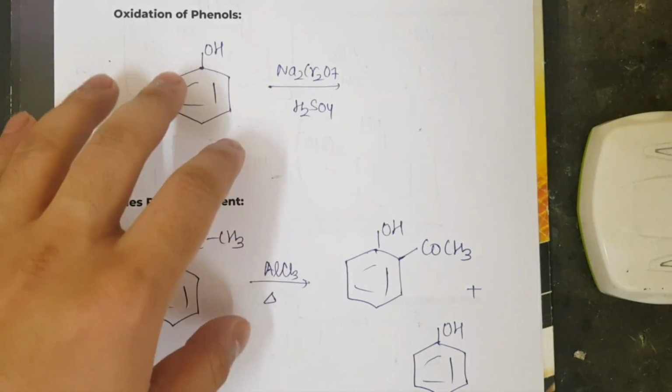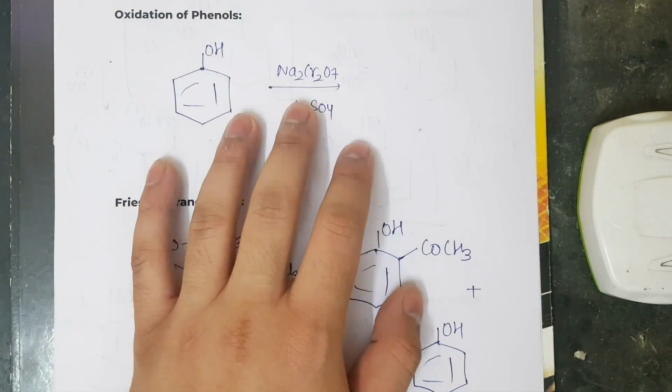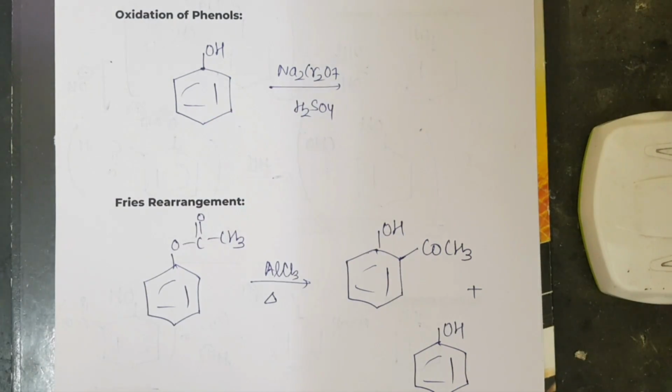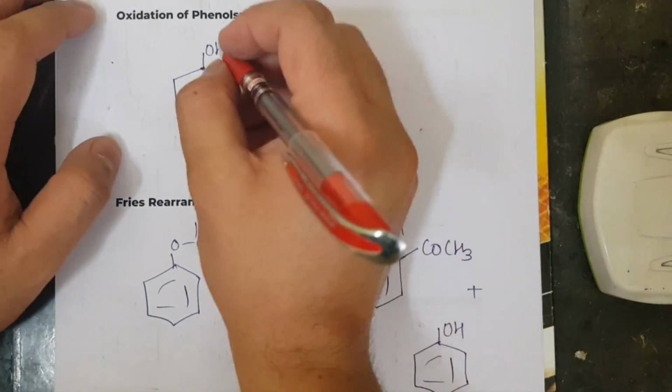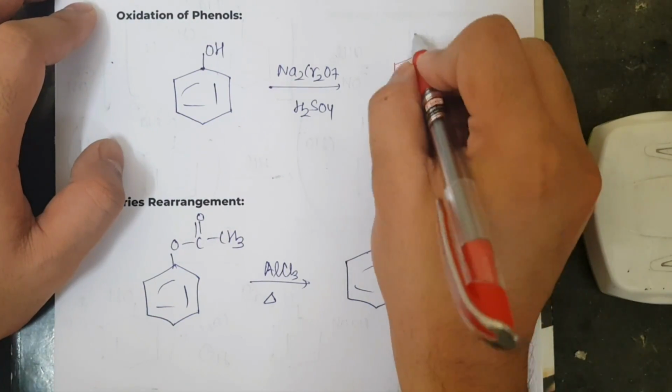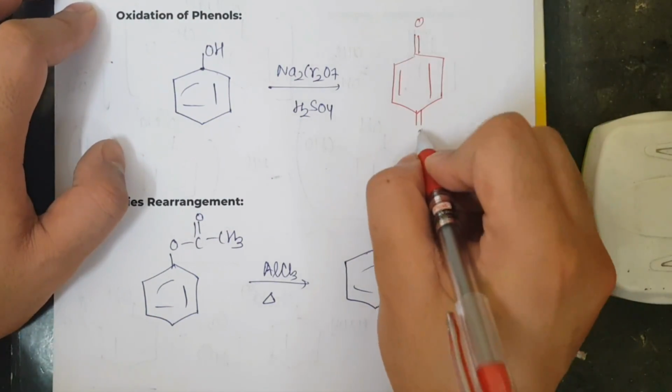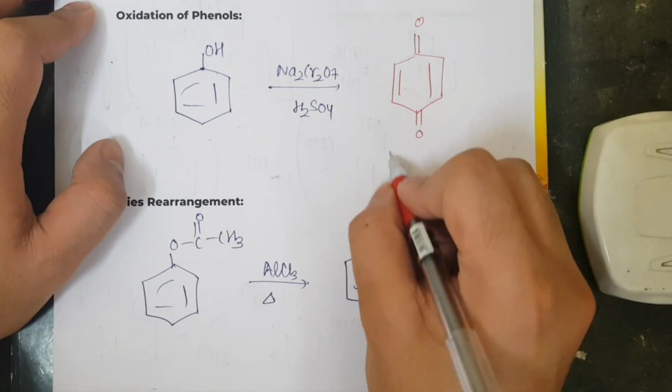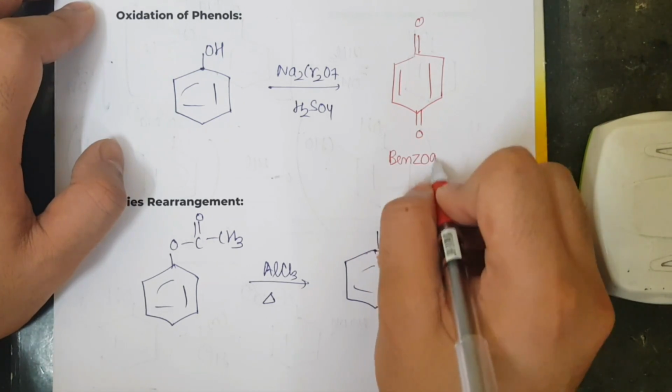Next we move on to the oxidation of phenols, which can be done by Na2Cr2O7 in acidic medium. So what actually happens from here is how the oxidation occurs. See, first of all, we would have the formation of this compound, which is known as benzoquinone.